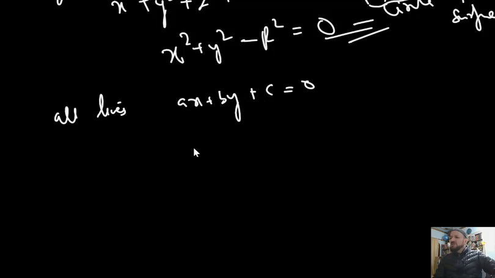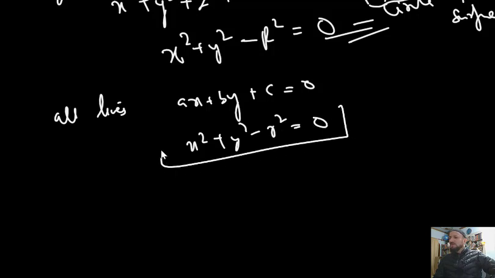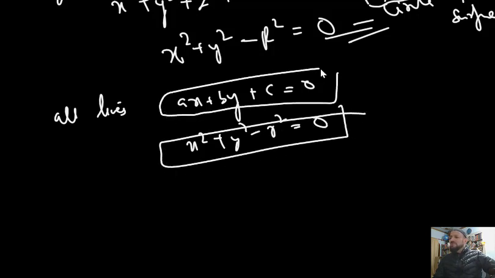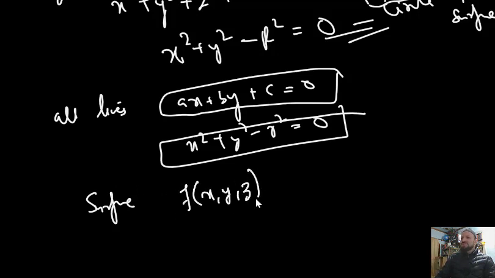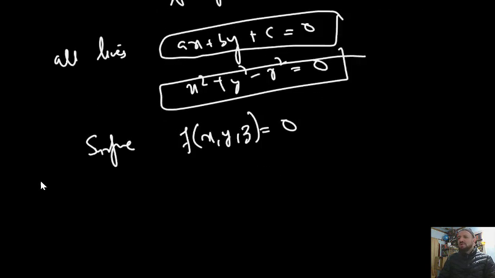And for circles, all circles are x square plus y square minus r square equals 0. This is the circle representation, and this is the implicit representation. For a surface, you say f of x, y, z equals 0. So this is the general representation. Explicit, this is the implicit representation of a curve and a surface. Now the third representation is the parametric representation, where we have the parametric curves.